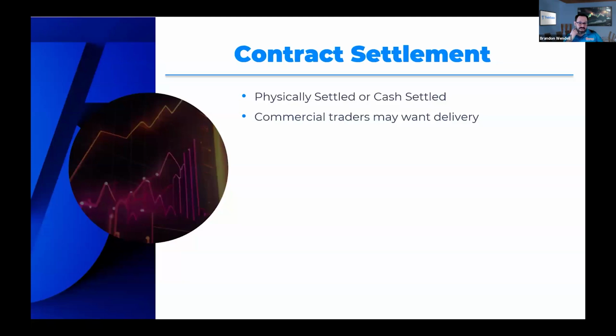Now, when it comes to settlement, as I mentioned before, you have two types of settlement. You either have physically settled, which means there's delivery of whatever the underlying security happens to be, cattle, gold, oil, or cash settlement. Loser pays the winner. So commercial traders, they might actually want delivery. It's not an easy process. There's warehousing and distribution and transport involved. So we typically don't do that.